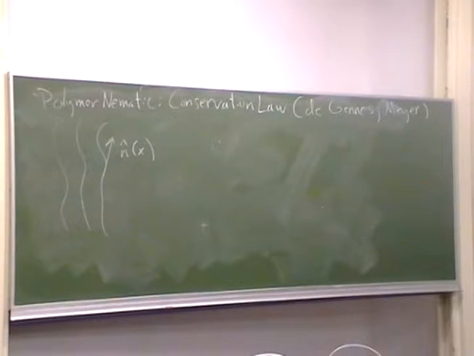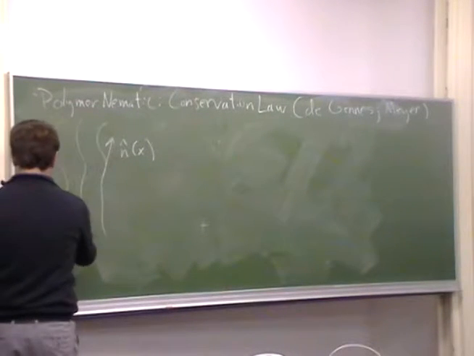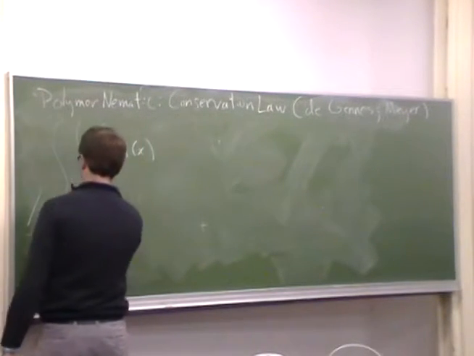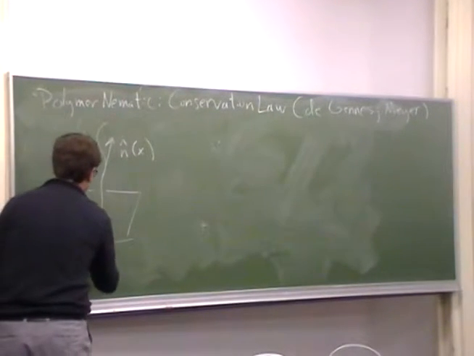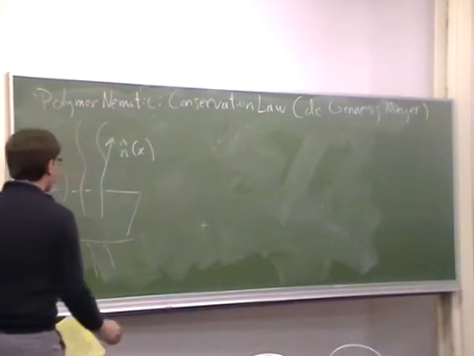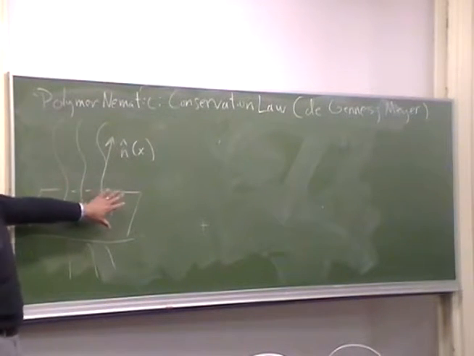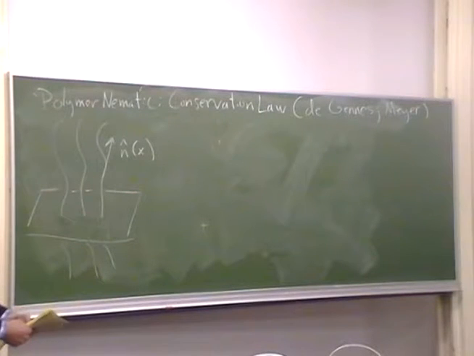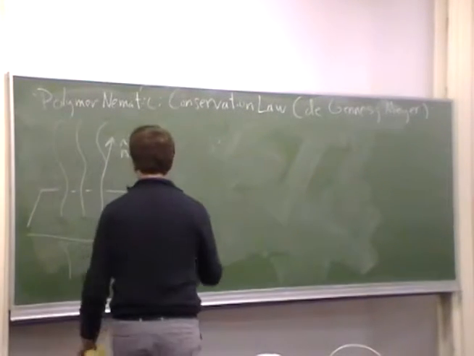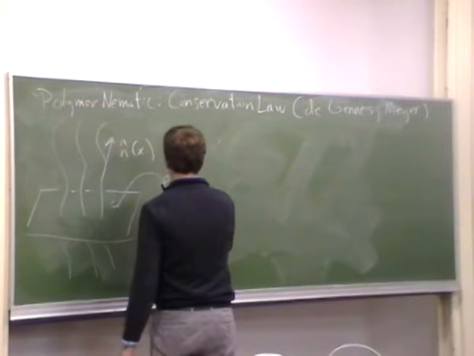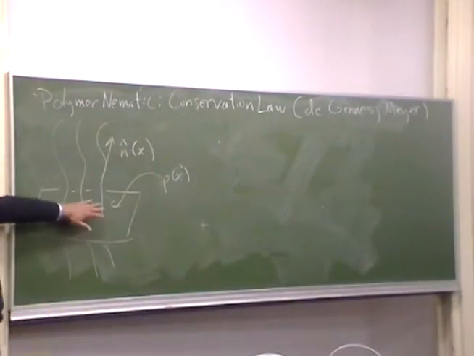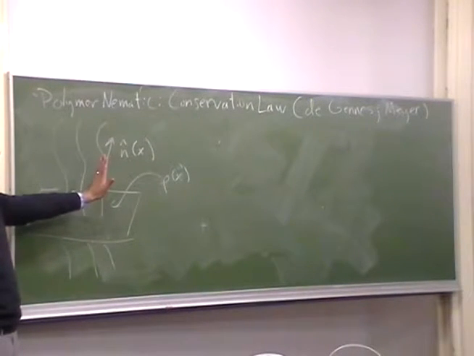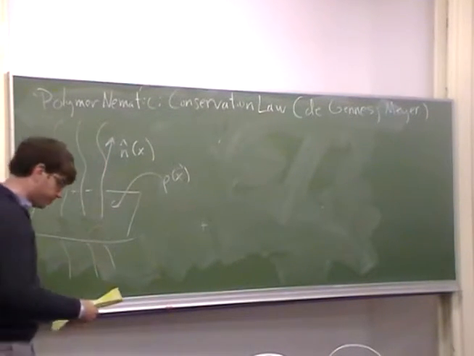But that's not the only way I can describe this system. In fact, I can think about, in addition, let's see if I can try to draw the picture a little better, I can think about the density of chains at some given point. So let me introduce another operator. I'll call that rho of x. Rho of x is the areal density of chains transverse to n. Just the number density of chains.